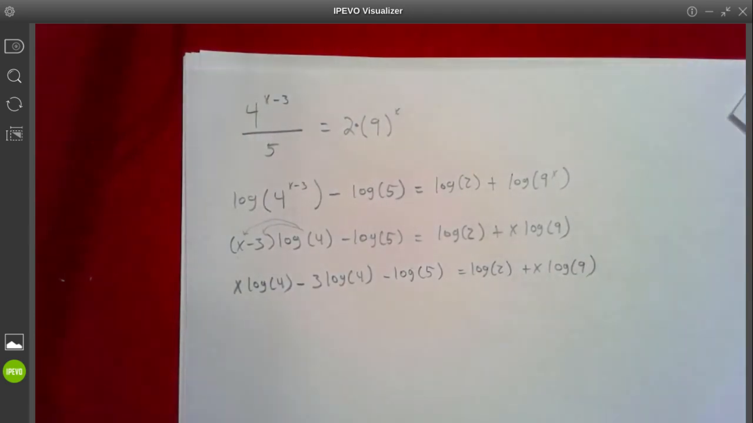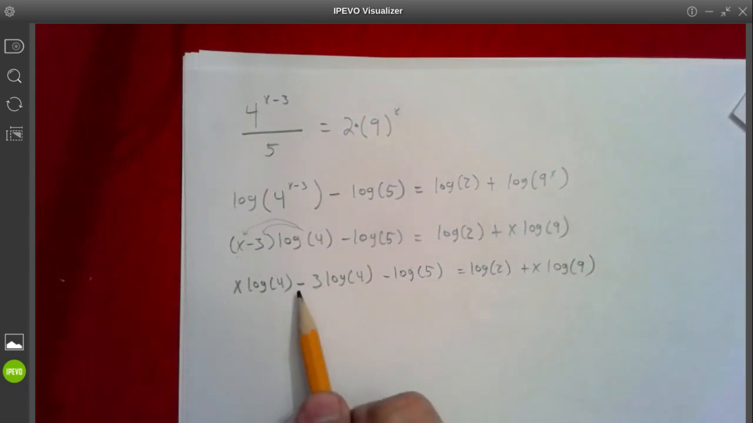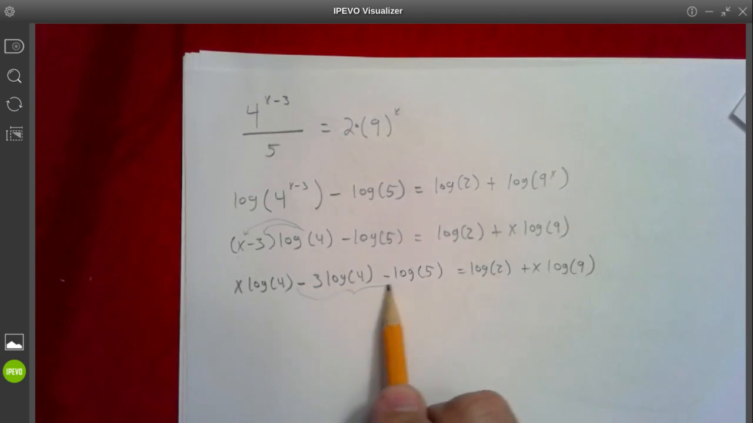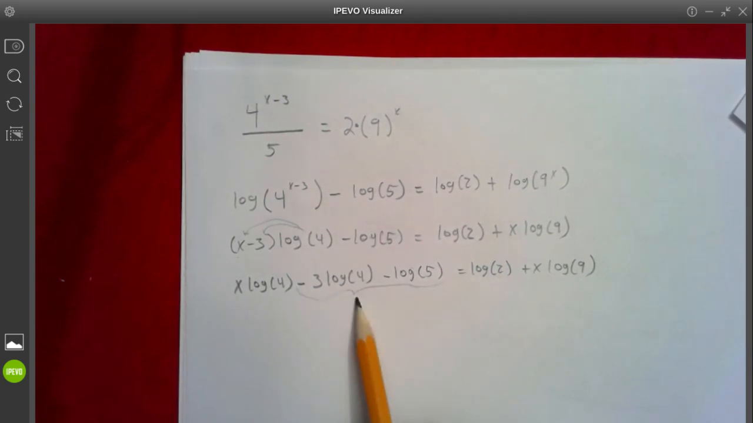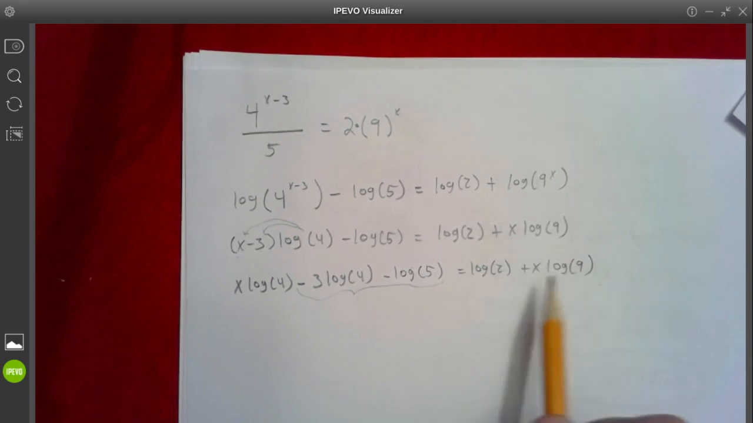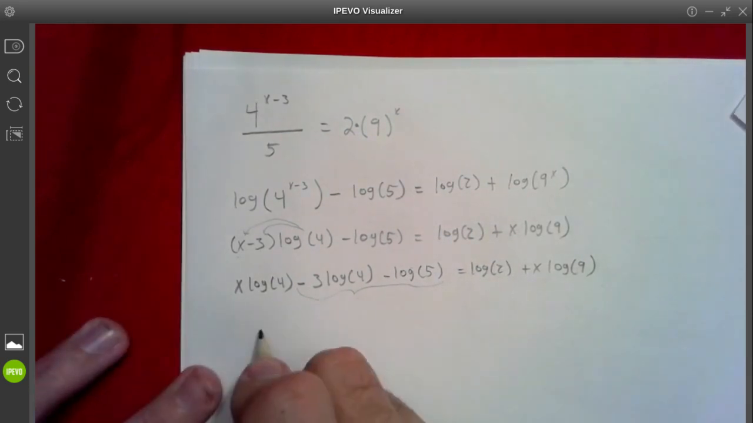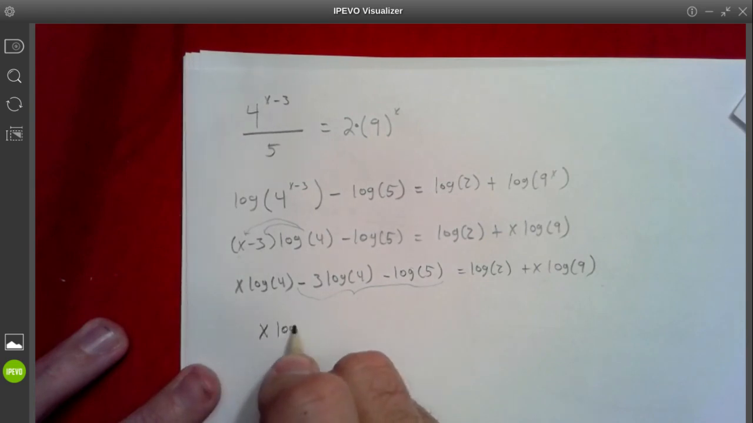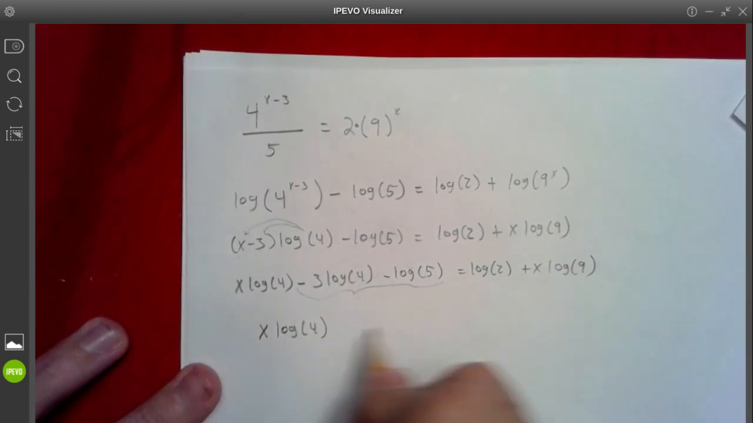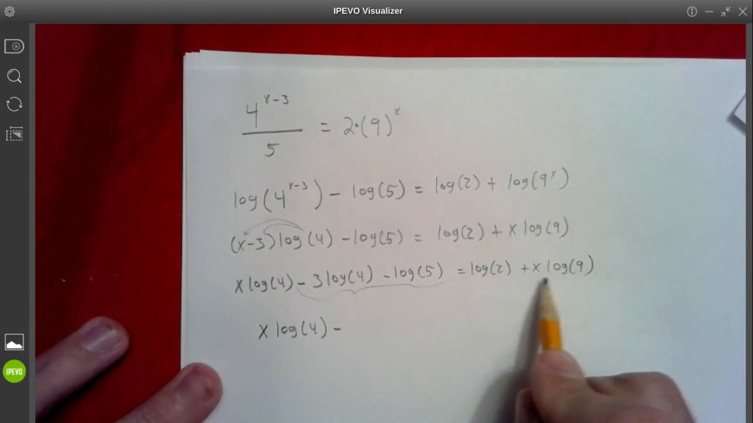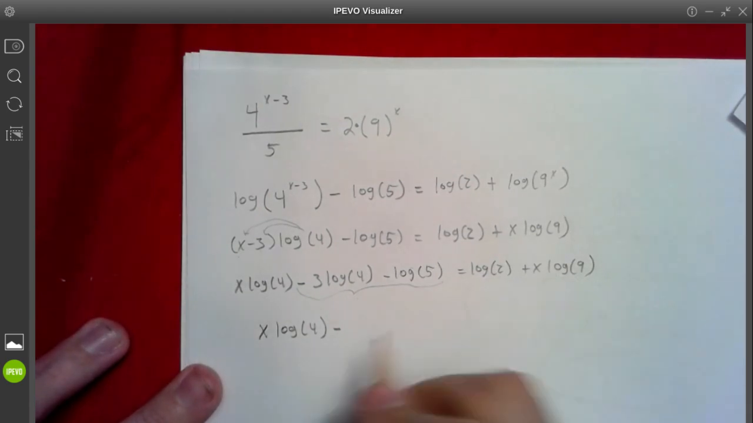All right. I think what I'm going to do here, since these are both negative, I'm going to move these two terms. They don't have an x. I'm going to move those two to the right-hand side. And this one that does have the x, I'm going to move to the left-hand side. So that's going to leave me with x log 4 minus this one, right? Because I got to subtract x log 9 to move it over.